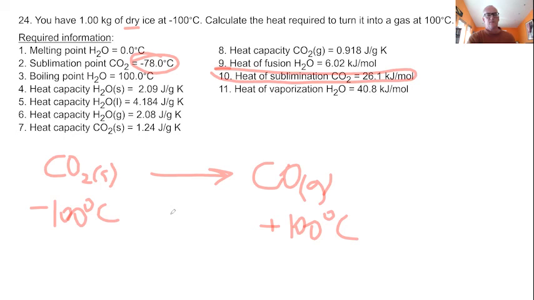Calculate the change in temperature. To what temperature though? The change from negative 100 to negative 78. Exactly. I need to warm that solid piece of CO2 up to its sublimation point, because it's not going to sublime until I get it to that point. So that's the first thing we need to do, is heat CO2 solid. What's the next thing we need to do then?